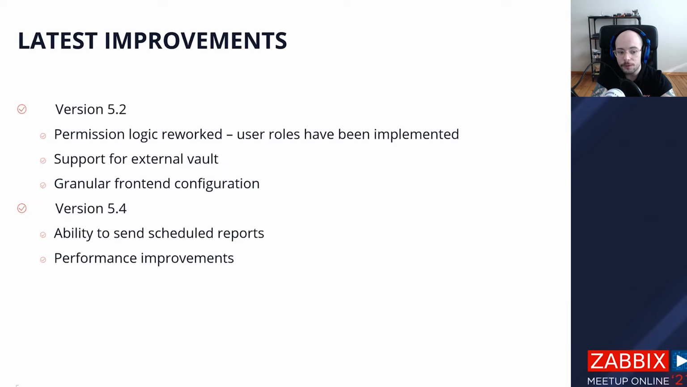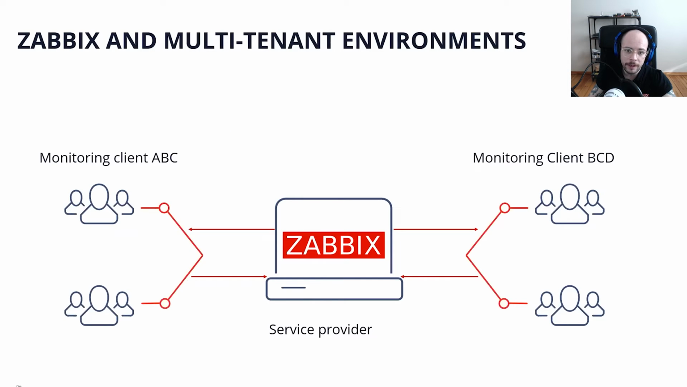In 5.4, we added the ability to send scheduled reports, which is really great. Some customers may wish to receive scheduled reports about their environments. And now, instead of utilizing third-party scripts for it, you can use the native functionality. And we also kept on adding performance improvements, especially for really large instances. We're talking thousands or tens of thousands new values per second. There are a couple of other things that I'll mention throughout this presentation that could be really useful. They're available only from 5.0 and higher.